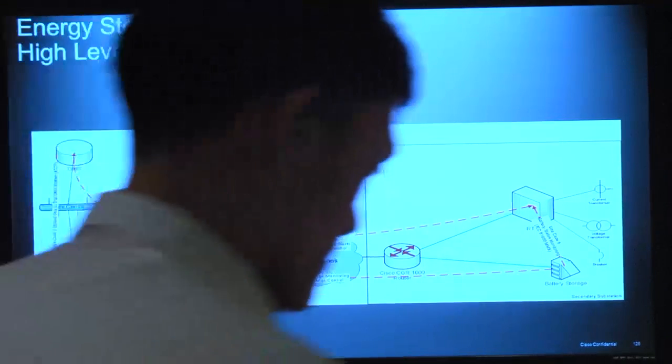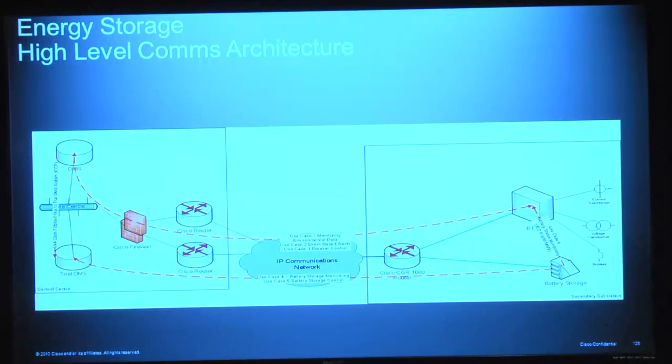It was a very simple use case, this particular one. Straight out to the secondary substation, interface the battery storage unit directly through the local router to the RTU at the given location to facilitate the GOOSE messaging over Ethernet.